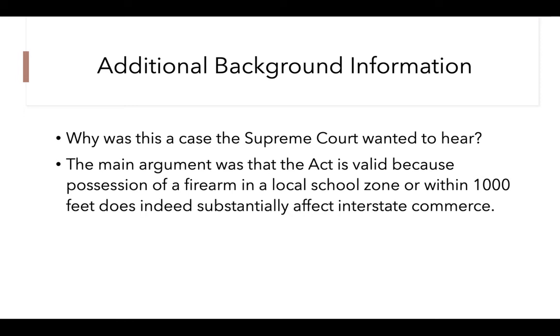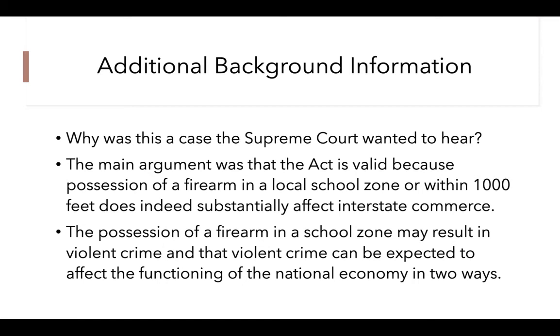Many of the Supreme Court justices truly believed that it is not only detrimental to the well-being of the students themselves, it also violates the interstate commerce clause. Not just that, the possession of a firearm in a school zone may result in violent crimes, and that violent crime can be expected to affect the functioning of the national economy in two ways. So what they're saying is that it affects interstate commerce because it has some type of effect on the economy. At least the argument is simply stated this way.